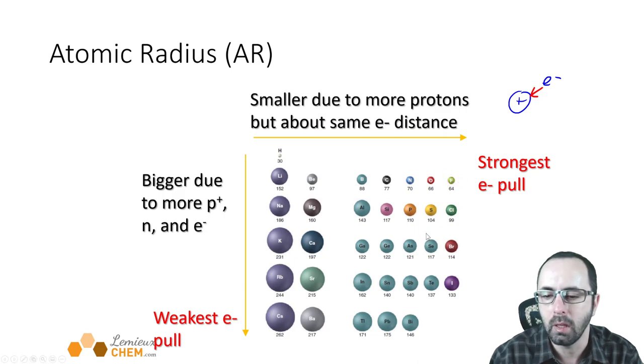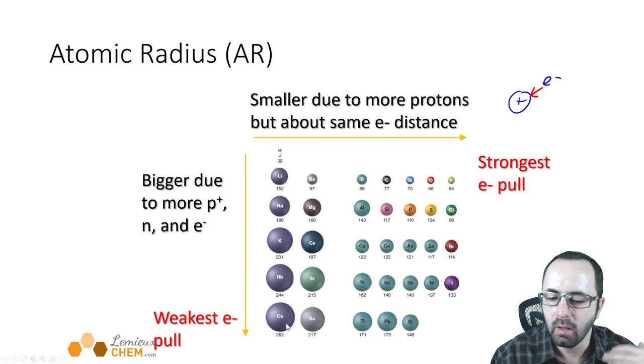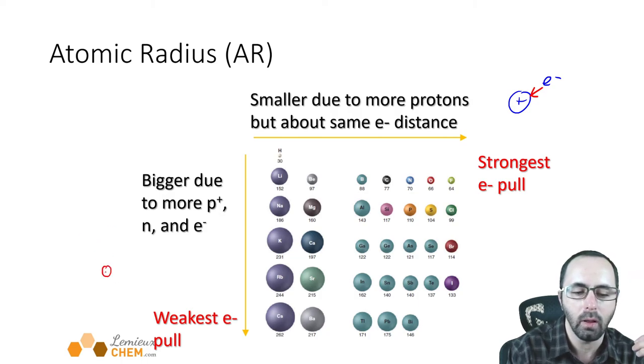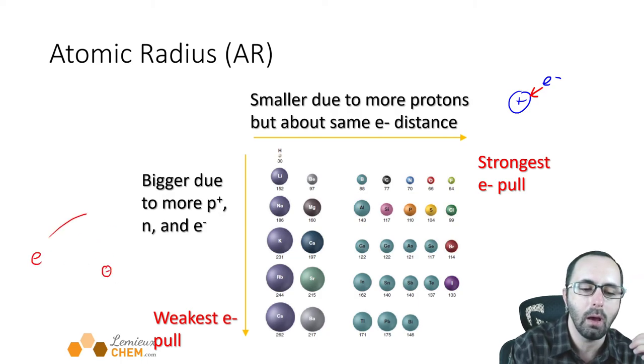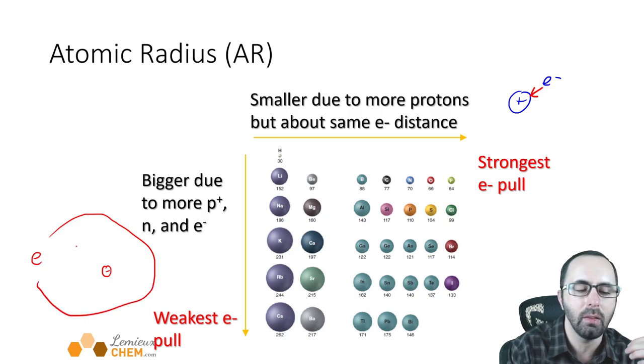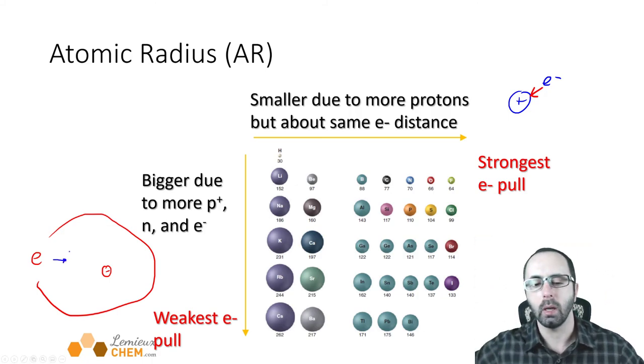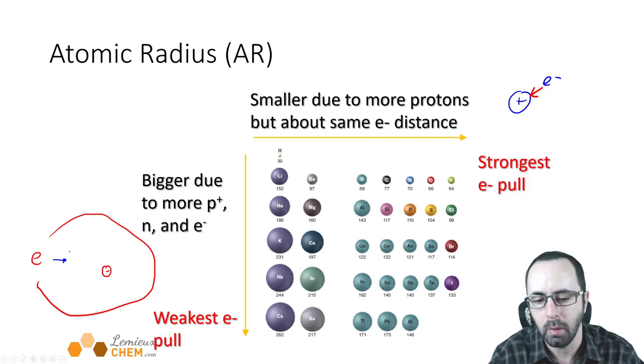Very, very small. Pico is 10 to the minus 12 meters. Whereas with cesium, this is a huge atom, tons of protons, neutrons, and electrons, and its electrons are way far away from the nucleus. So in cesium, the electrons are way out here, and it's really big, and the pull towards the middle is quite weak. And so those electrons swing around wide and make a very, very big radius.